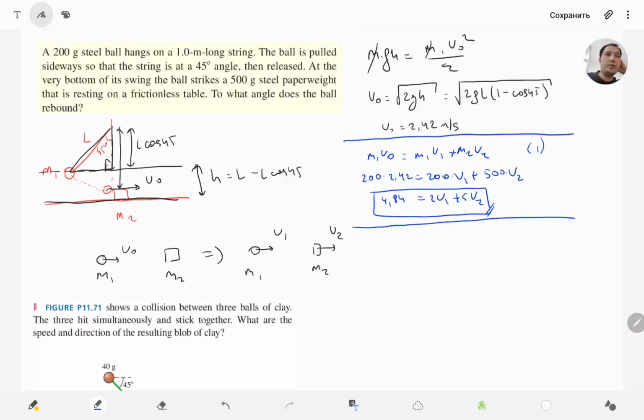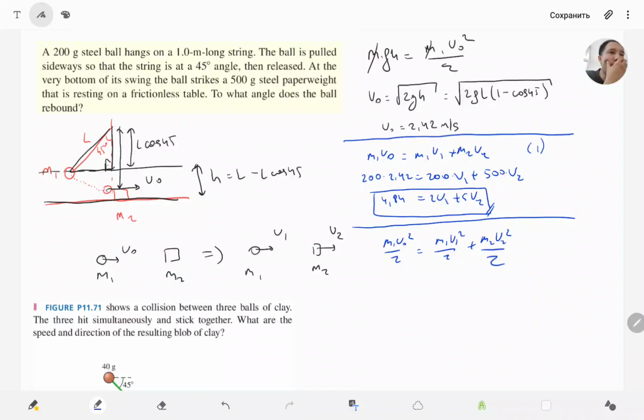This second equation we can obtain from the conservation of mechanical energy, because this is an elastic collision. Initially we have only the kinetic energy of the first object. Finally we have the kinetic energy of two objects. So this is how it looks. Initial energy equals final energy.